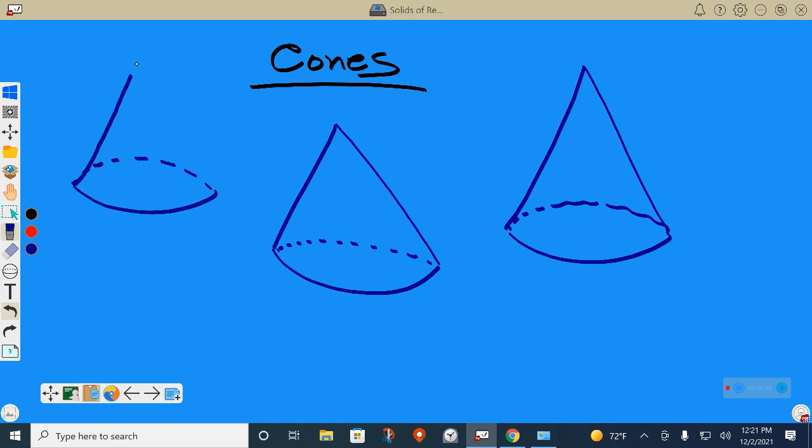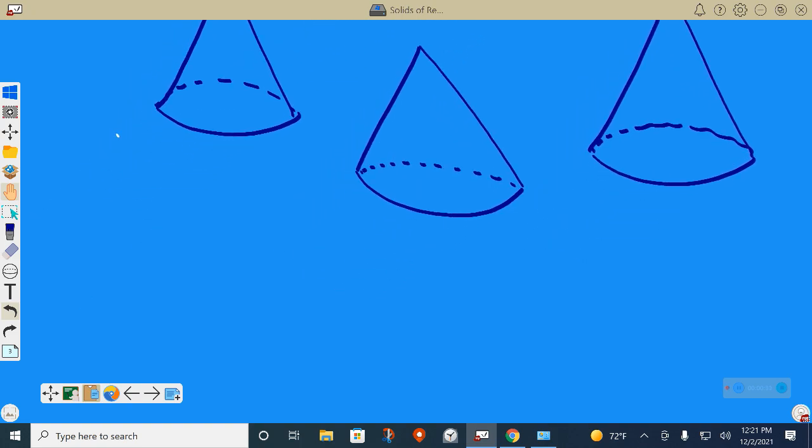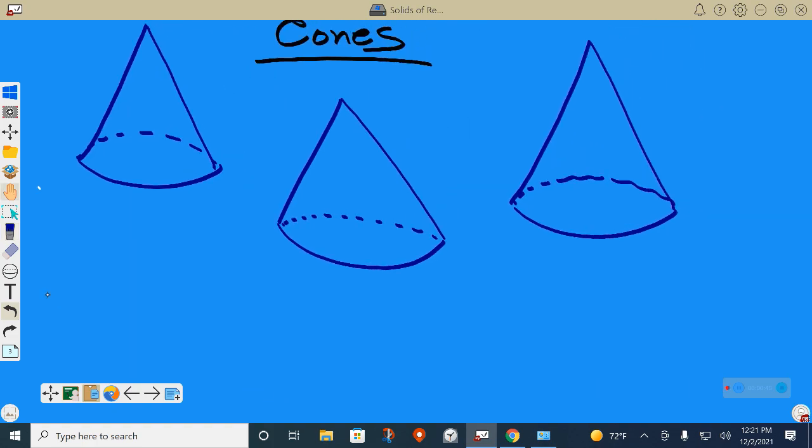Do it again. Oval. Draw one cone for me on your notes. Oval. Actually, you know what? We'll do it this way. We're doing upside down. So I'll use the one in the middle here.